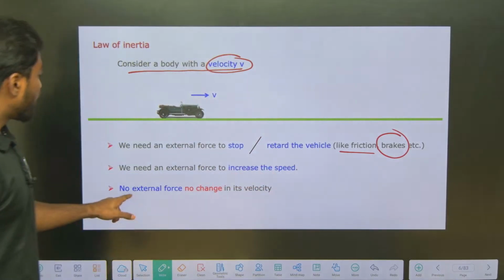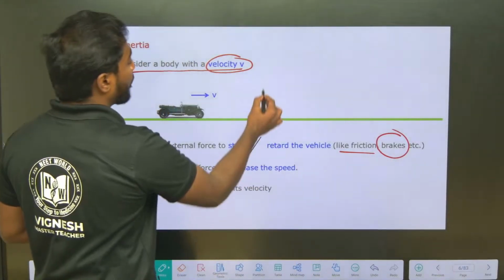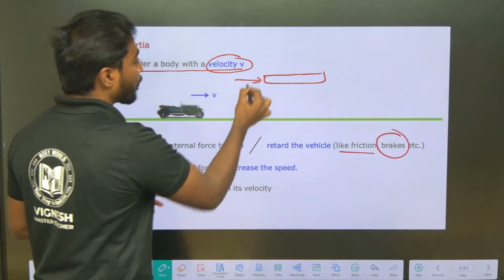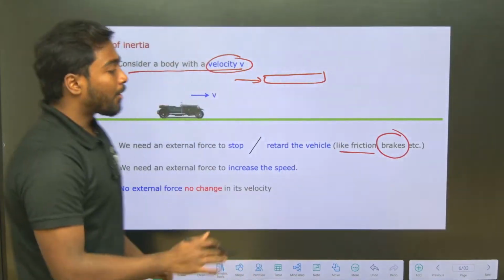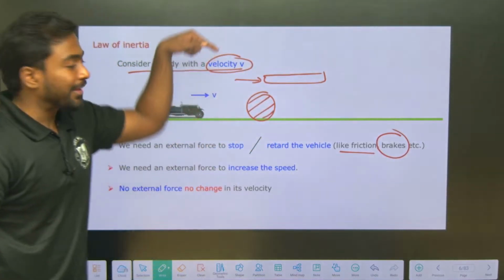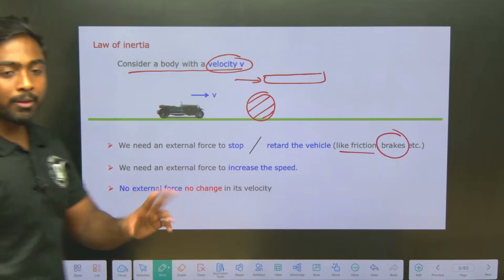Yes, no external force, no change in velocity. So the thing is, if a body is going with some velocity, if there is no external force acting on the body, it will go with the same velocity. Or else, if a body is at rest, if no external force is acting on it, the body remains at rest. You understood the point?